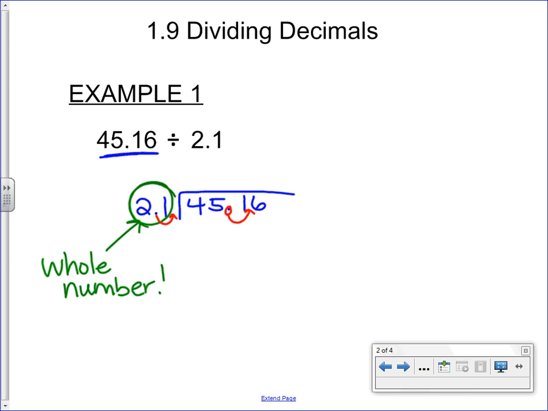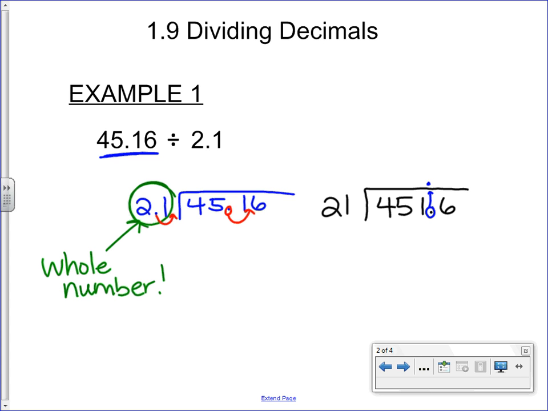Okay, so now if I rewrite the problem that we're going to be dividing, it's now 451.6 divided by 21. Okay, so we've made the number we're dividing by into a whole number. The only other difference between dividing decimals and dividing whole numbers is that our answer is probably going to have a decimal in it somewhere. And that decimal takes the original one and moves it straight up into the answer. Okay, so our answer should have a decimal point at that point.